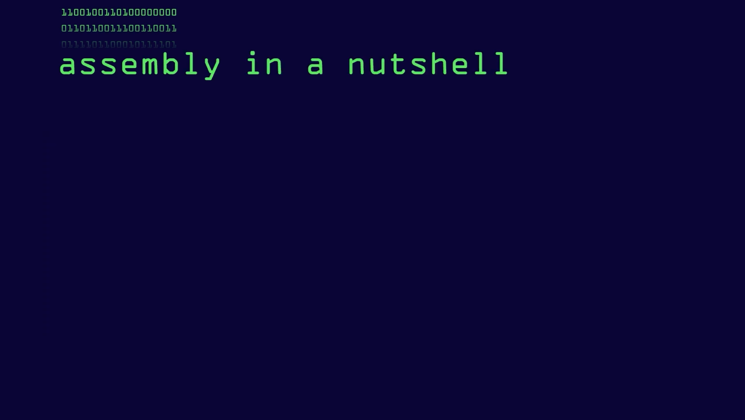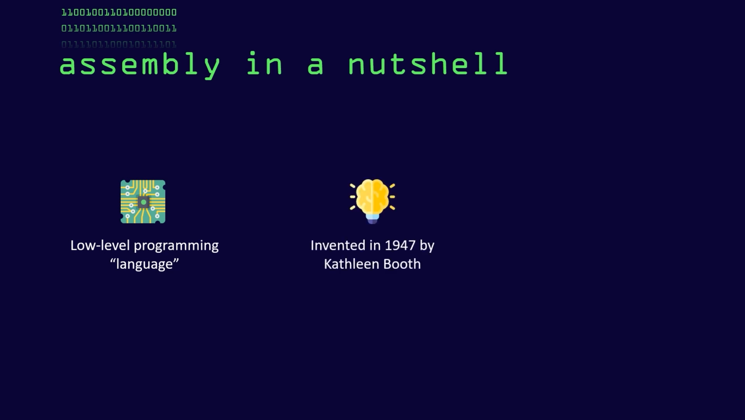So in a nutshell, assembly is a low-level programming language, and "language" in quotes because for some people this is a category of programming language, not a language itself. Lower level because we are talking about a language that is close to machine code. It was invented in 1947 by Kathleen Booth, and up to the introduction of Fortran, it was the norm for writing code. So whatever you needed to write code in for any computer, you would be writing in assembly.